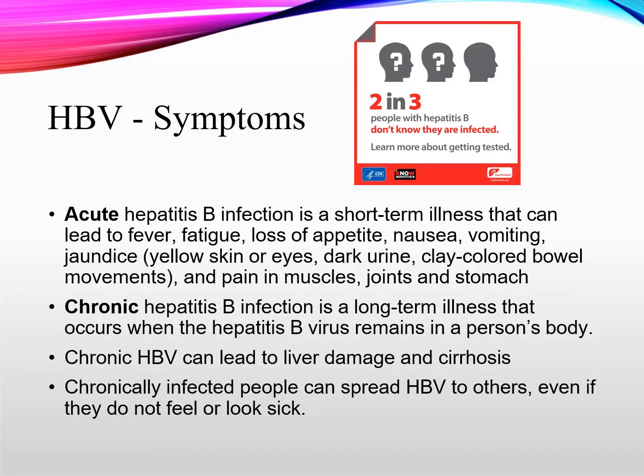Hep B symptoms. Acute Hep B infection is a short-term illness that can lead to fever, fatigue, loss of appetite, nausea, vomiting, jaundice, and pain in muscles, joints, and stomach. Chronic infection is long-term. It occurs when the Hep B virus remains in the body, and can lead to liver damage and cirrhosis. Chronically infected people can spread Hep B to others even if they do not feel or look sick.